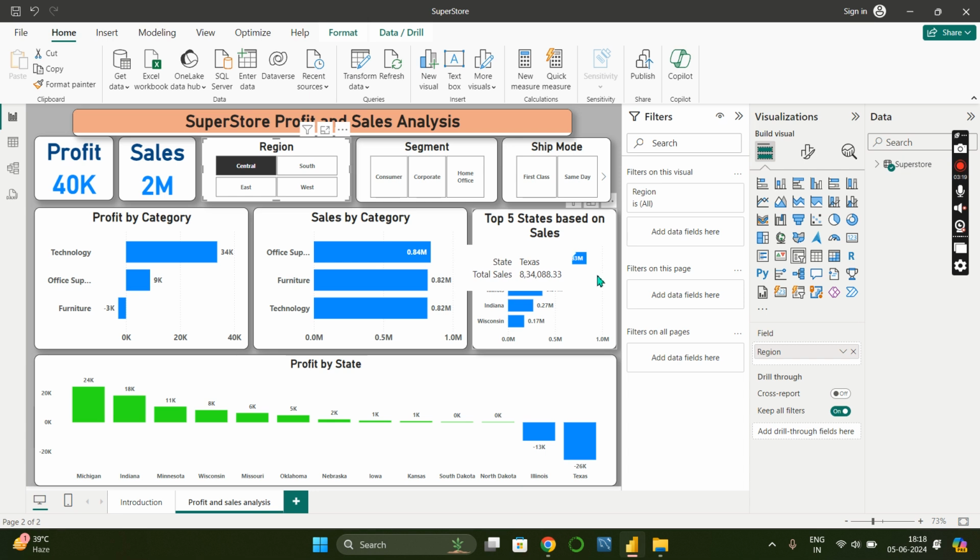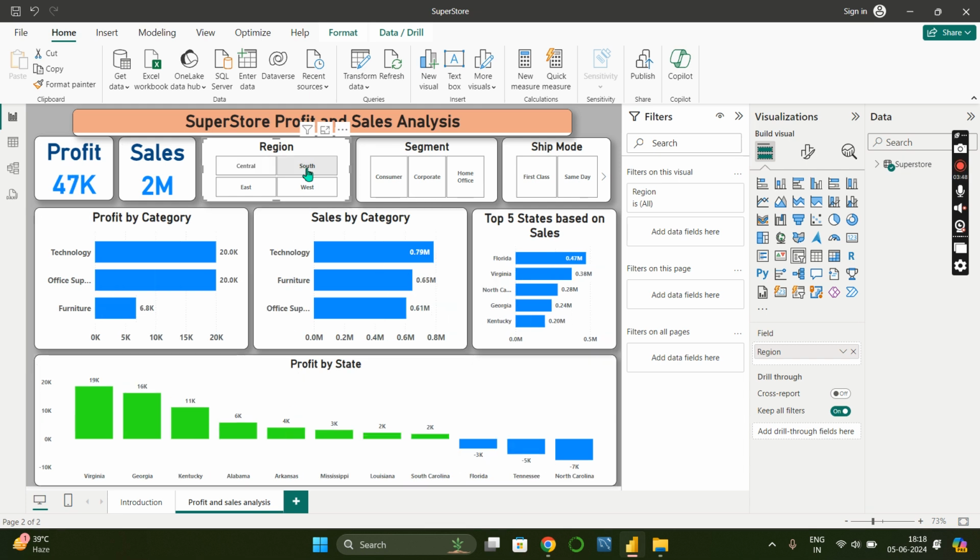These are the top five states based on sales. Texas is leading, followed by Michigan, Illinois, Indiana, and Wisconsin. In the central region, there are two states showing a loss here: Illinois and Texas. South Dakota and North Dakota are showing no profit and no loss. Other states are showing some profit here.